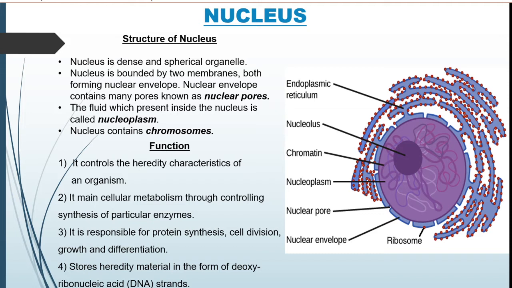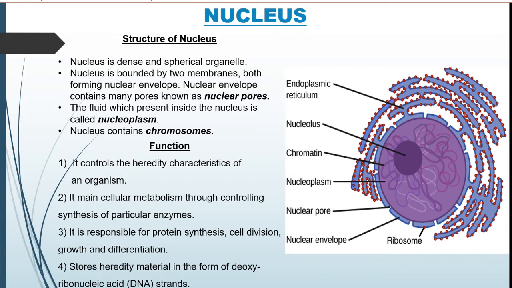In this slide, you will find the diagram of nucleus from eukaryotic cells, which is a well-organized nucleus having nuclear envelope, nucleopores, and nucleoplasm, which contains chromosomes. What is the function of nucleus? The main function of nucleus is to control the heredity characteristics of organisms.